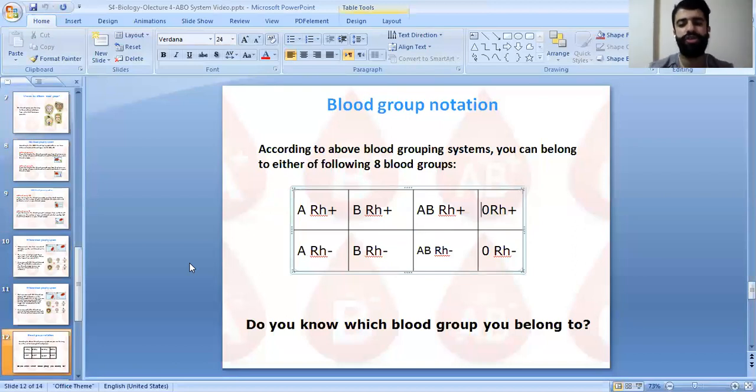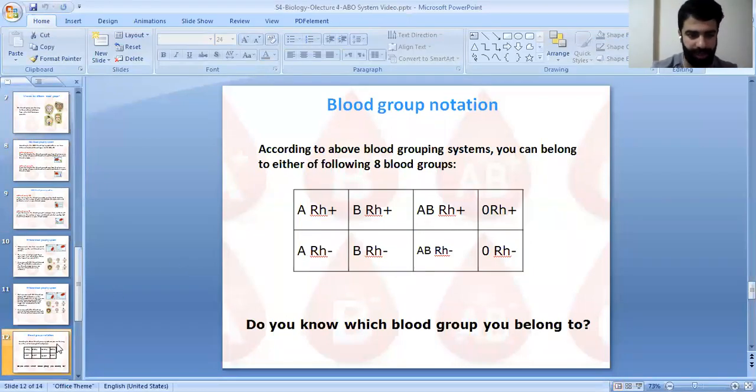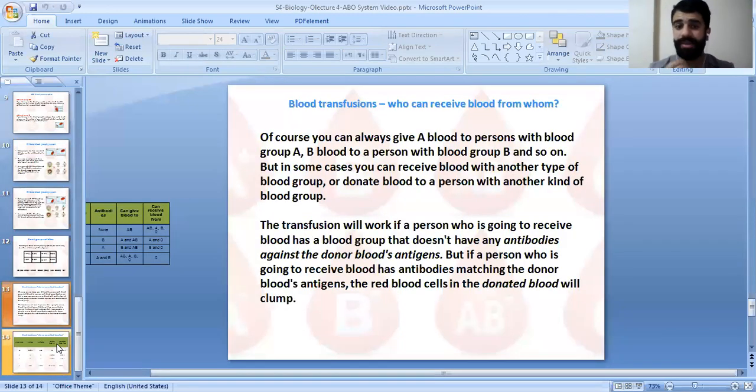So do you know which blood group you belong to? You have to know, and you have to ask your parents about it. So, blood transfusion.